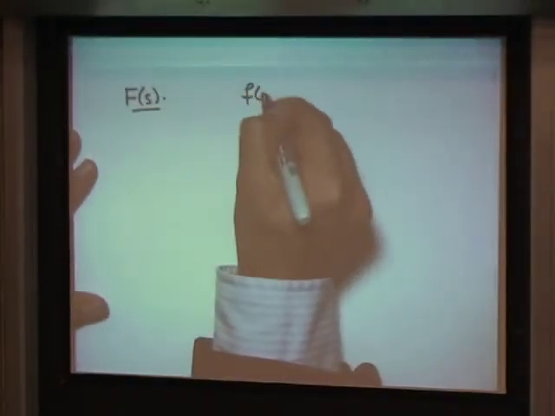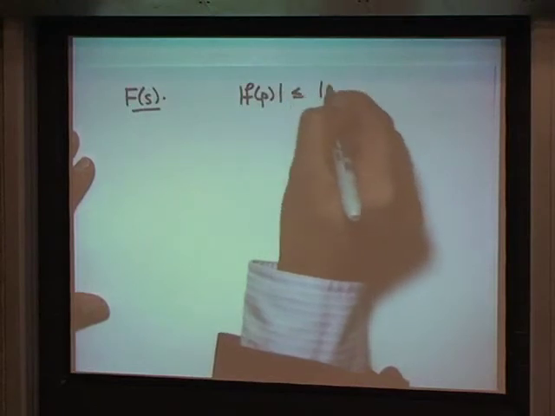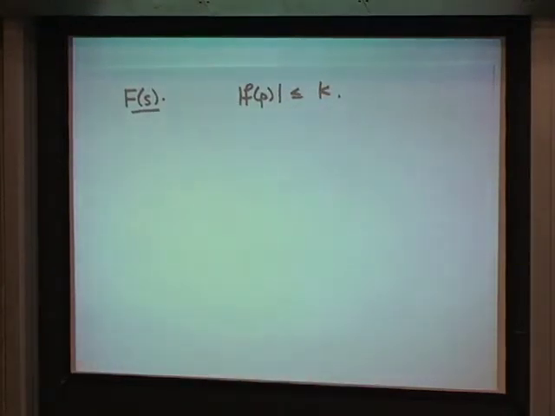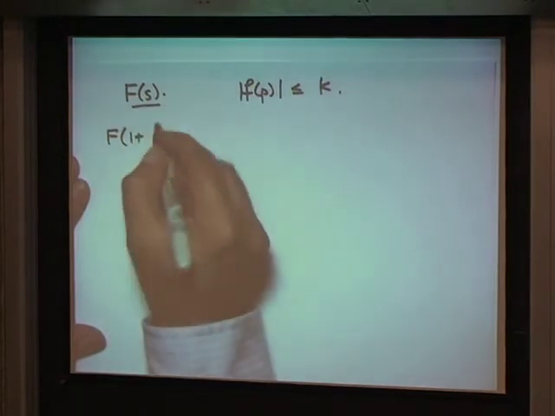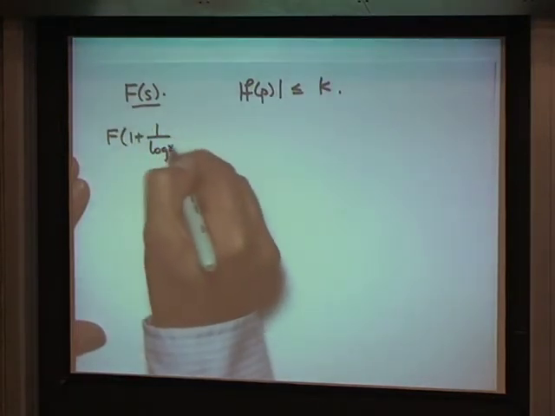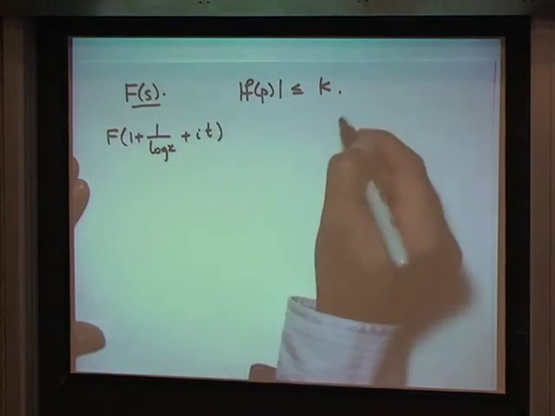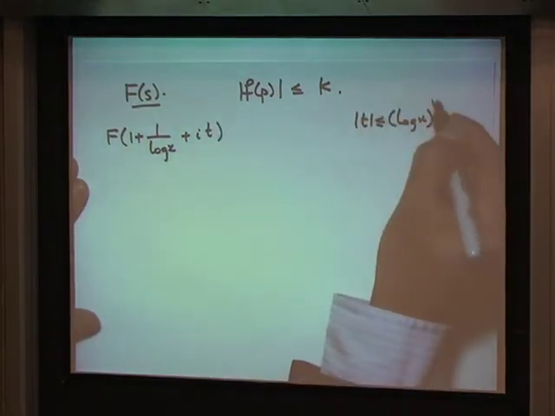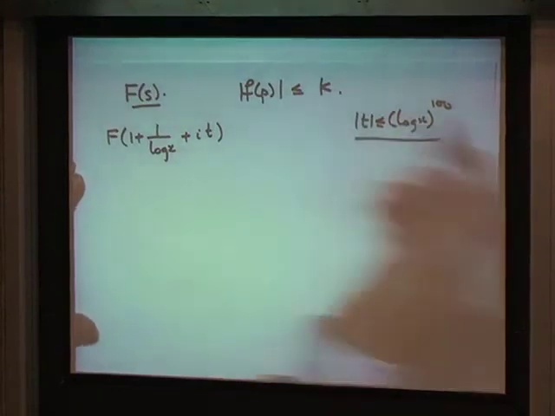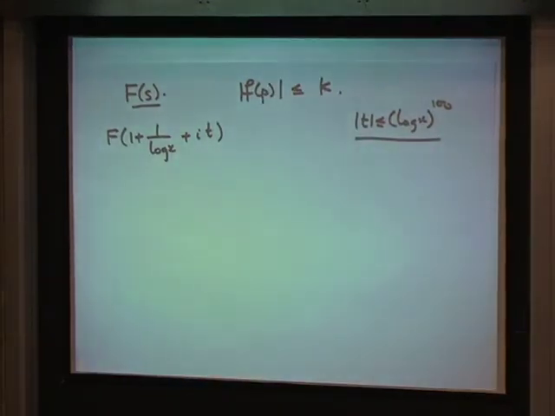One is that you start with your general multiplicative function f of s, with f of p bounded, basically. So you look at the generating function f of 1 plus, say, 1 over log x plus it for some small value of t. Maybe t goes up to some log x to the 100. It's not so important what these things are. They're fairly tame, and you can have a number of ways of choosing them.